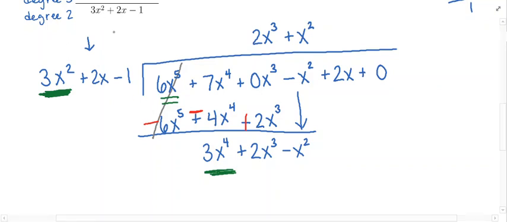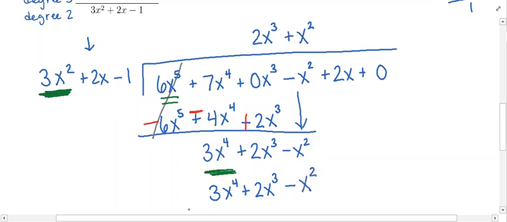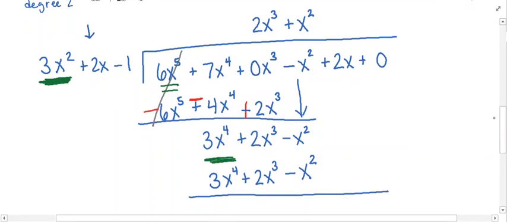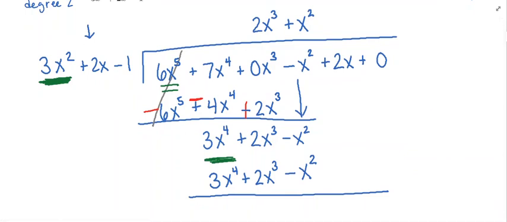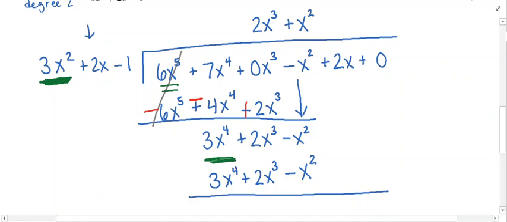So if we do that, we're going to get x squared times 3x squared, that's going to be 3x to the 4th. Then x squared times 2x, that's going to be plus 2x cubed. And then x squared times negative 1 is going to be negative x squared. But then we have to subtract this result out. If you're subtracting something, that's equivalent to changing all the signs. So the 3x to the 4th is positive, it will turn negative. The 2x cubed is positive, it will turn negative. The x squared is negative, it will turn positive.